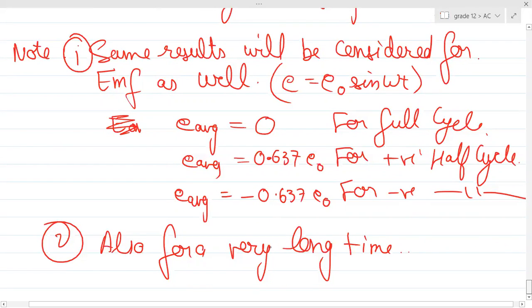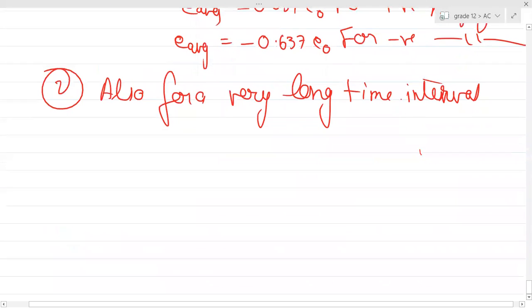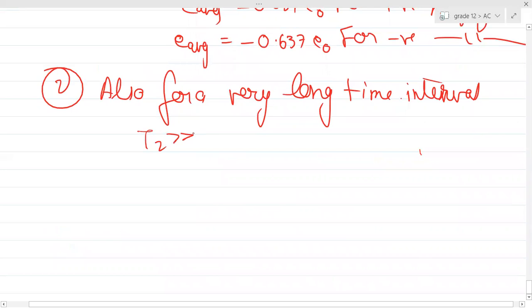Suppose, guys, I talk about a very long time interval. That implies small t2 is way bigger than t1. Why is it so? Suppose I have started the current to flow and it keeps on flowing for an infinitely long time, or a very large time. In this case, this t2 is much greater than t1.